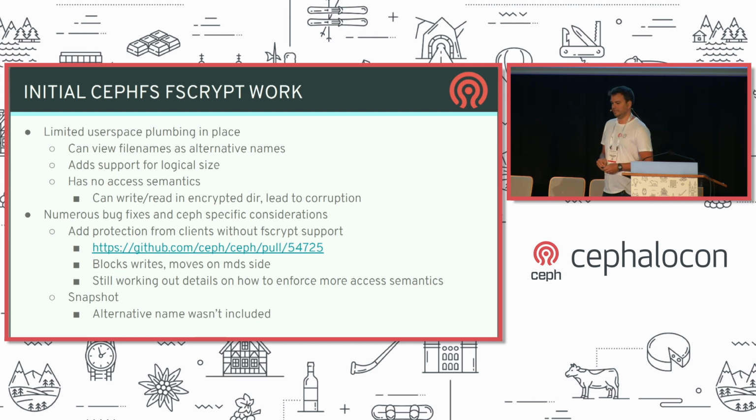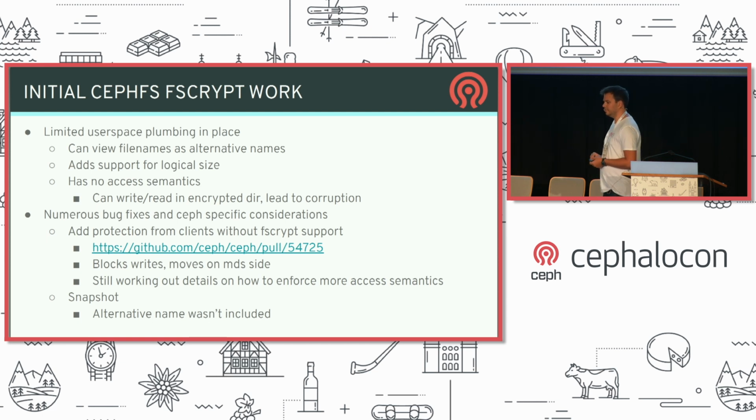Taking a look at user space, there's been very little work done there at this point in time. What was added is being able to view file names as alternate names, partial support for logical size, and then also there's no access semantics, so the rules of locked and unlocked don't apply if you're accessing it from FUSE currently. And then you can do things also like writing to the file and corrupt it.